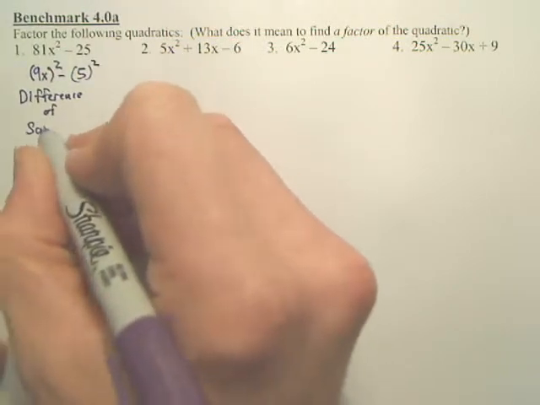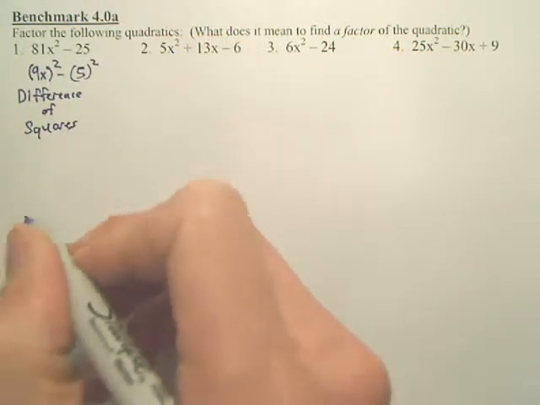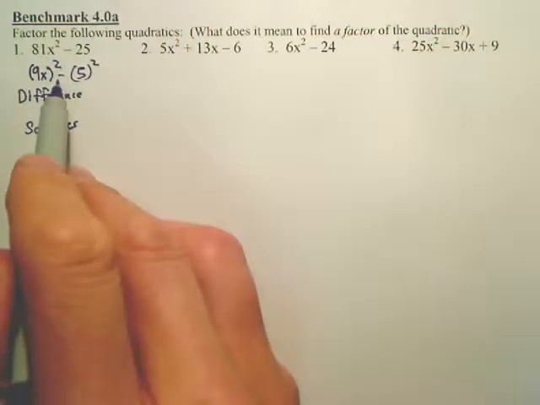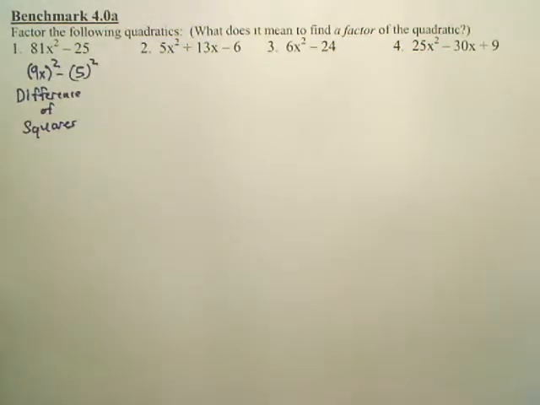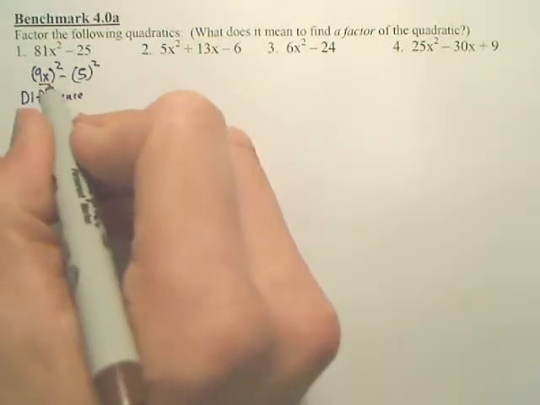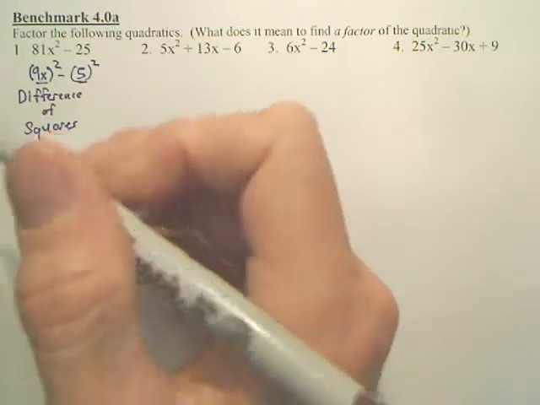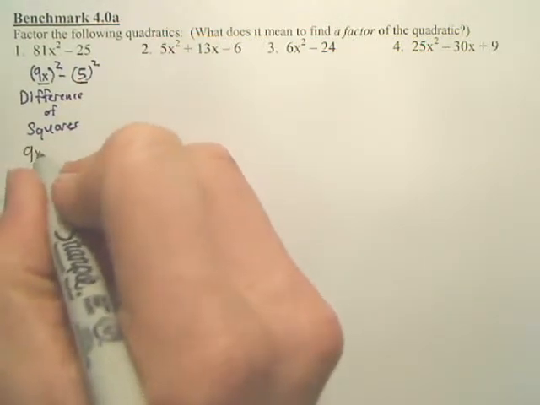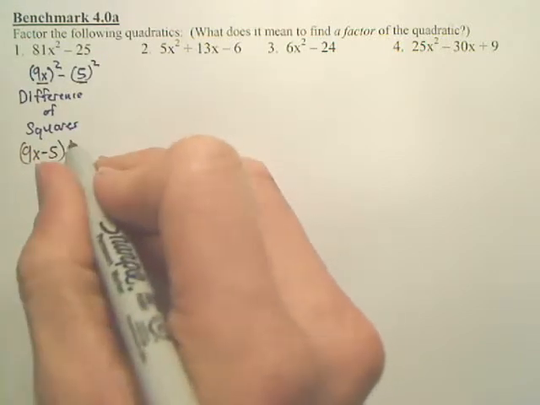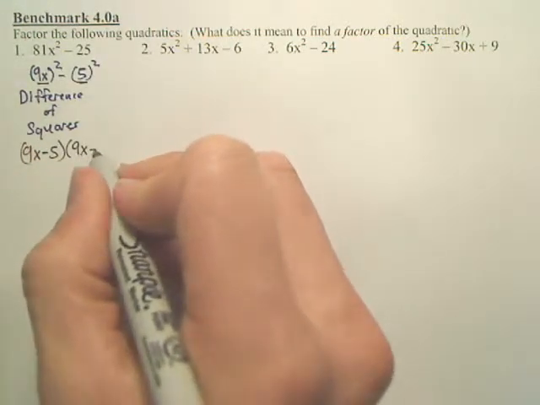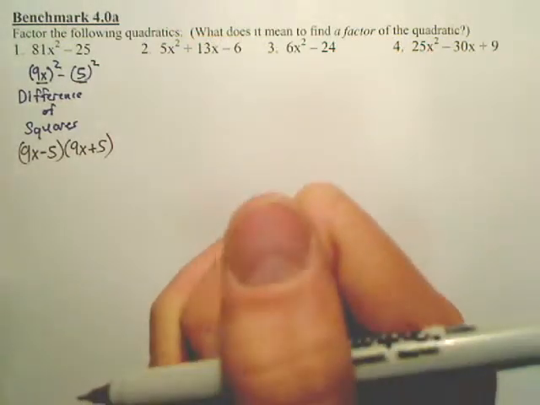This is a difference of squares. That's the name, difference of squares. A difference is minus, and those are both square values. Whenever it's a difference of squares, your answer is simply these two pieces, but one of them has a minus and the other one has a plus.